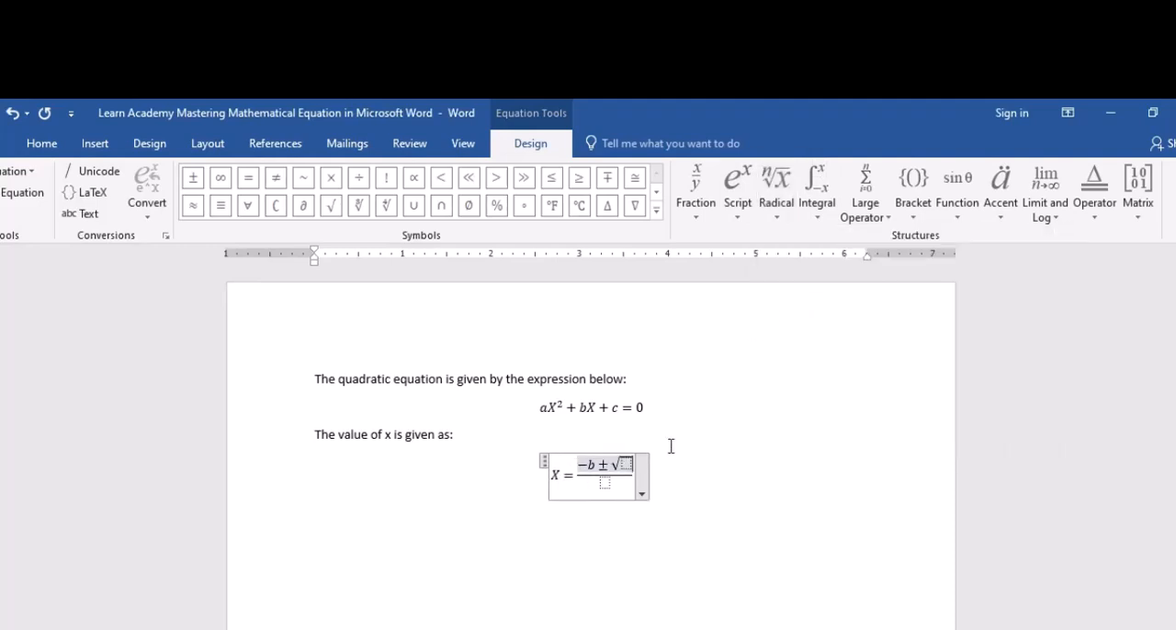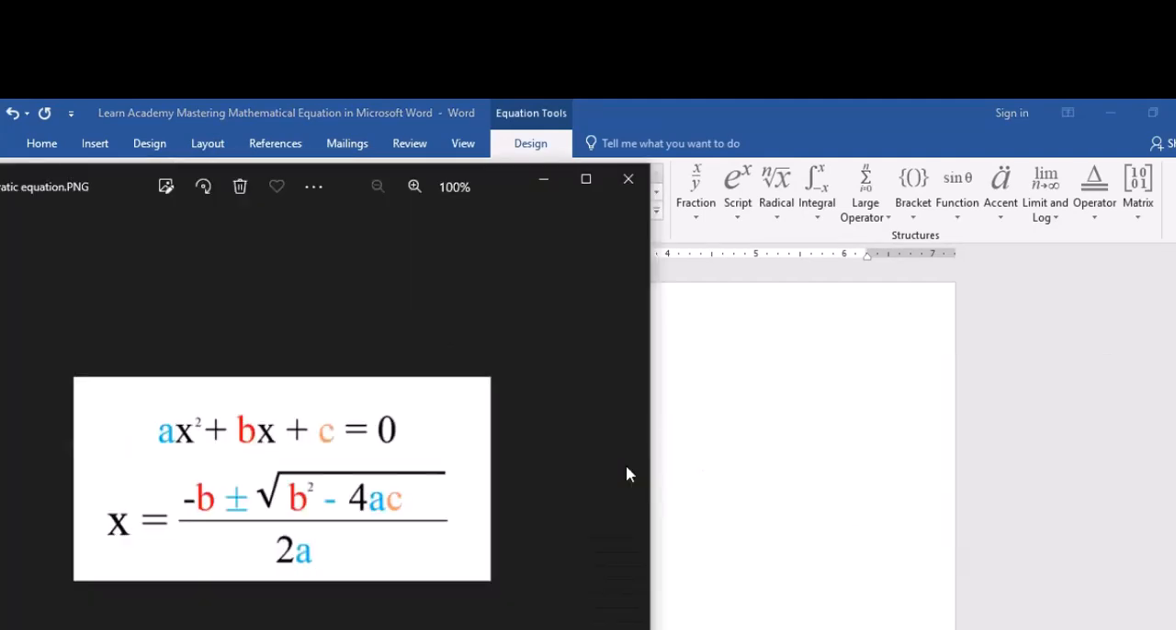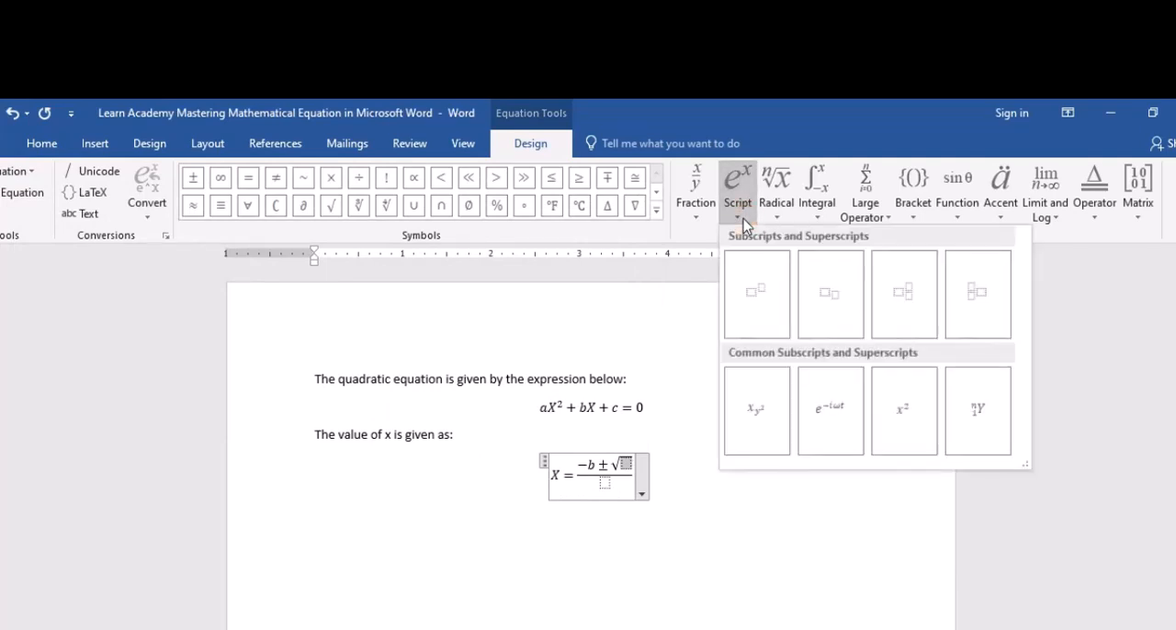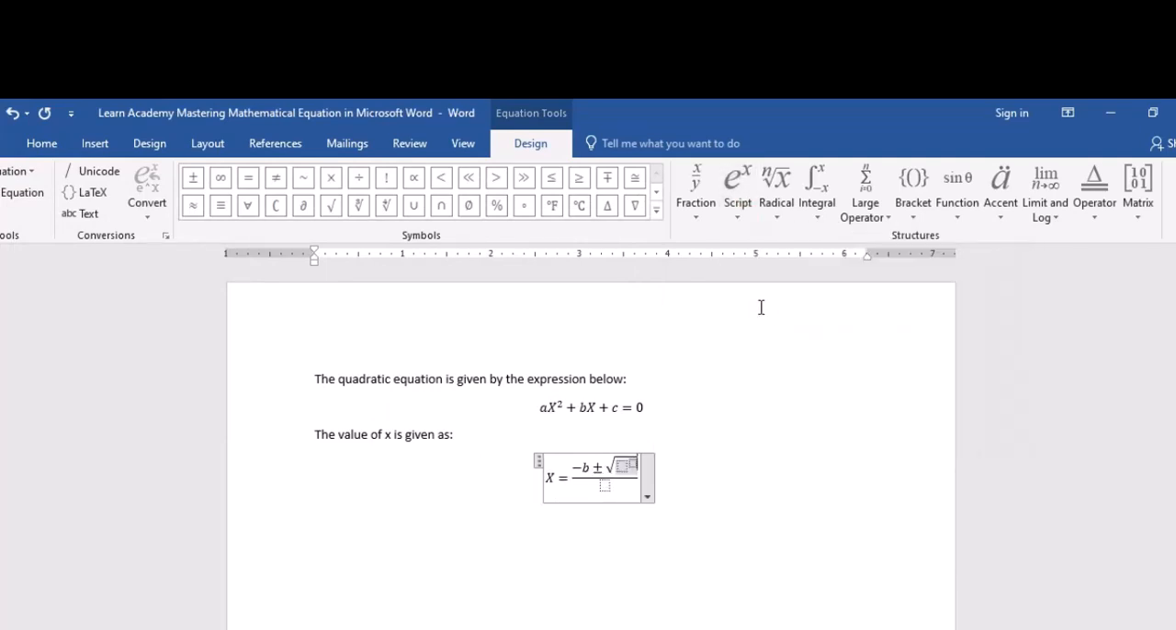Then I simply click on the square space here, because that's where I want to type in. So what are we typing in? We are typing in b square minus 4ac. So how do I get my b square? You can recall, I go to the script, my superscript. So I have my superscript, so I put in b square.